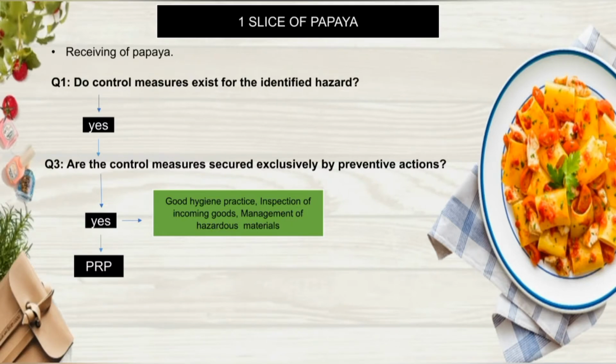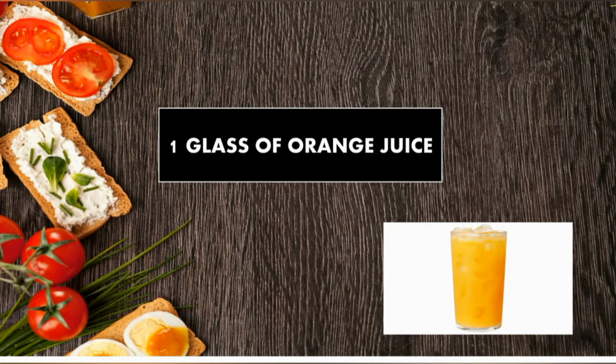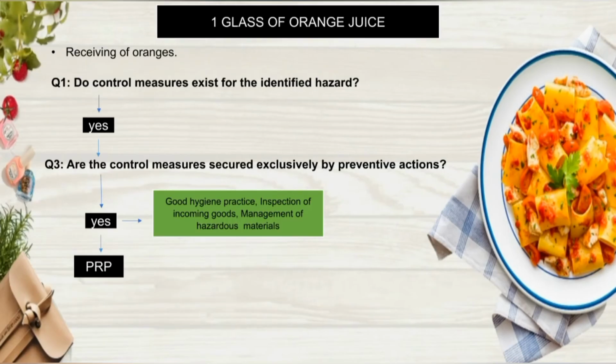The next one is 1 slice of papaya. Only involve receiving of papaya, which is a PRP. And the next one is 1 glass of orange juice. The only decision tree is for receiving of oranges, which is a PRP.